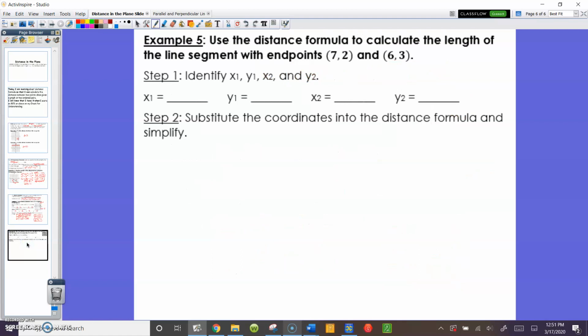Example 5. Use the distance formula to calculate the length of the line segment with the endpoints 7, 2, and 6, 3. So the first thing we need to do is to go ahead and identify each thing that we need to go into the formula. So our x1, assuming this is our first ordered pair and this is our second ordered pair, our x1 is 7, our y1 is 2, x2 is 6, y2 is 3. And then let's go ahead and put that into the distance formula. I know that's not on this page anymore, so I'll write it down really quickly.